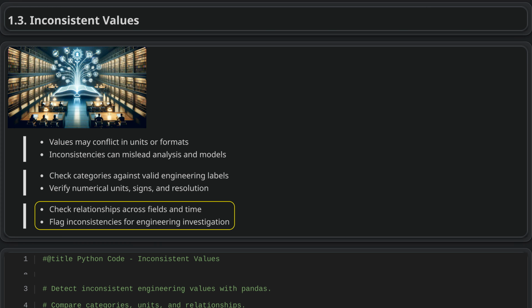Data quality checks should look for inconsistencies across related fields and over time, not just unusual individual values. Examples include a closed valve with high flow, a battery state of charge above 100%, charging shown during discharge, or manufacturing records with impossible machine or timing relationships. These issues should be flagged for investigation because resolving them often requires engineering judgment, additional records, or system knowledge.